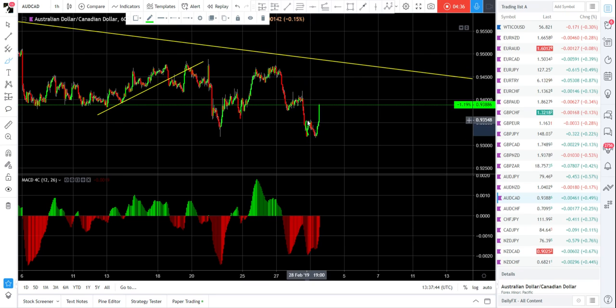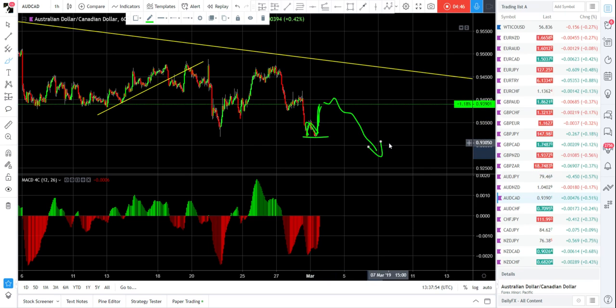you know, there's a little ABC there, guys. I often say to people, when you get these little flats, I said this morning, watch out, because you could get a C back up before price continues to drop. I'm not saying that's definitely going to happen, but there is a probability of that happening. So I wouldn't be looking to trade this one.